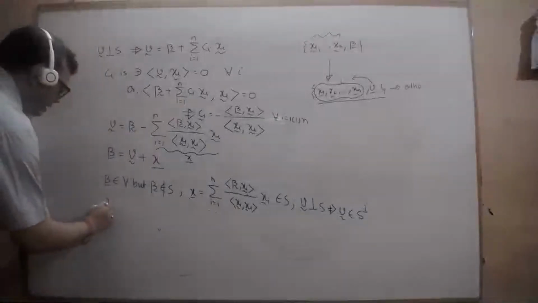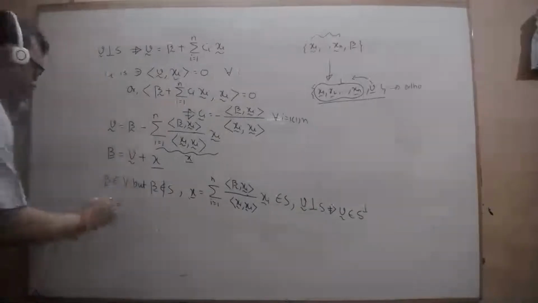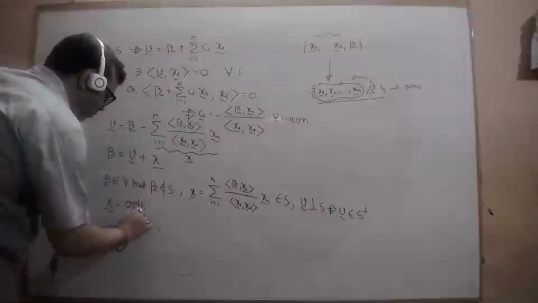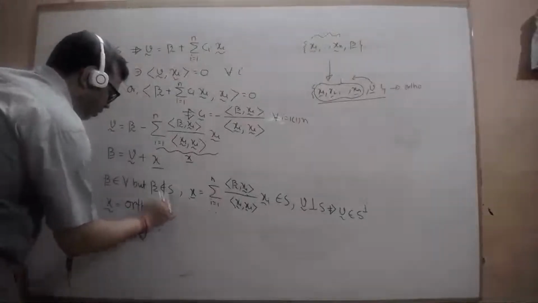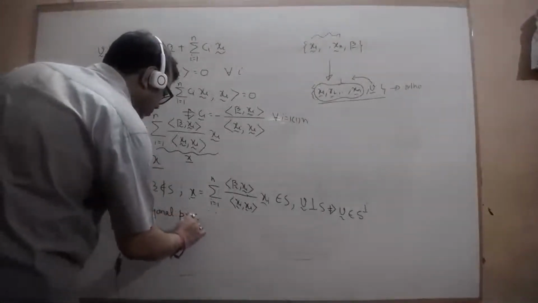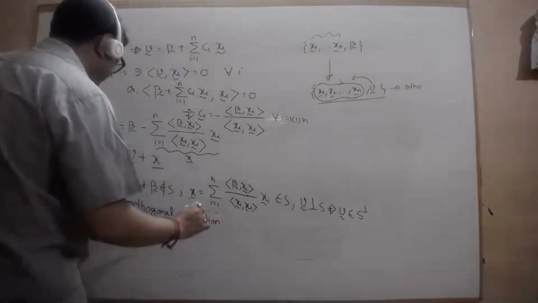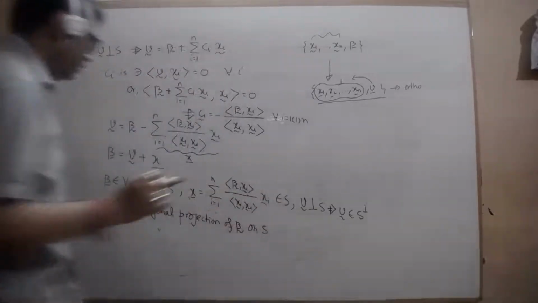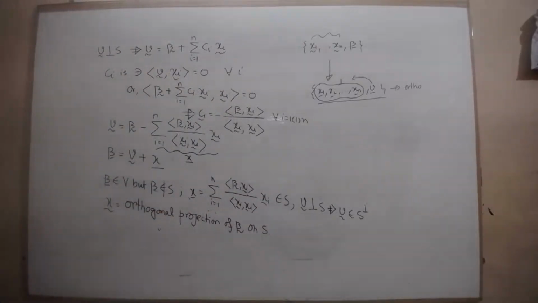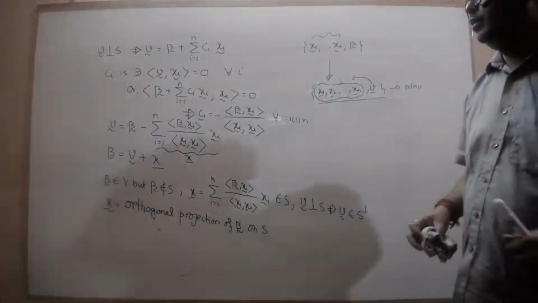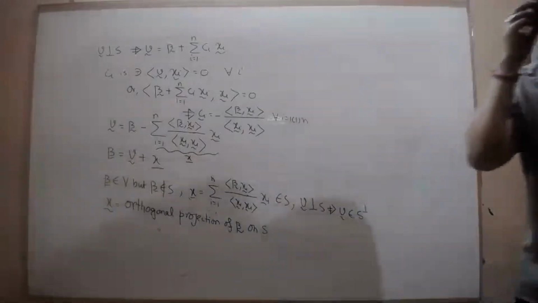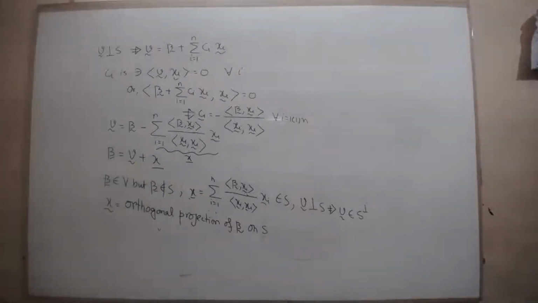Therefore, x curve is a projection, not only a projection, this is an orthogonal projection of beta curve on S. So x curve is an orthogonal projection of beta curve on S. Please tell me if you have any problem.